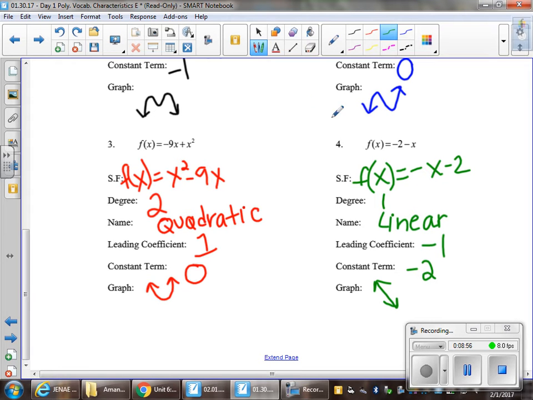Does anybody have any questions on any of these 4? So, for number 4, for the graph, could it be like this way? Linear in general means it's a straight line like that, but because the slope in this one is negative, because it's a negative x, which means our slope is -1, it's going to go down, decreasing. Does that make sense?